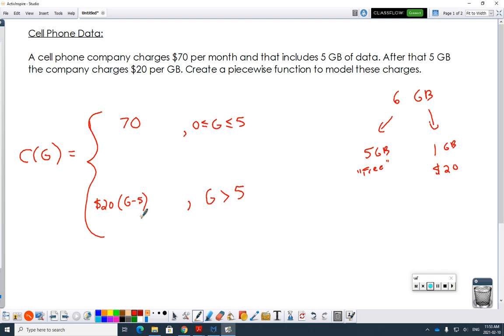What's missing in that? The base 70. And some people write this the other way around. They write 70 plus 20 times G minus 5. Either way is good. You should simplify it, though. And that's where the answers will mess you up.